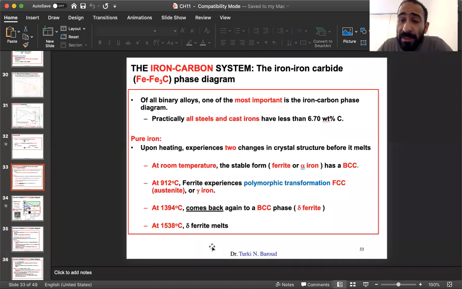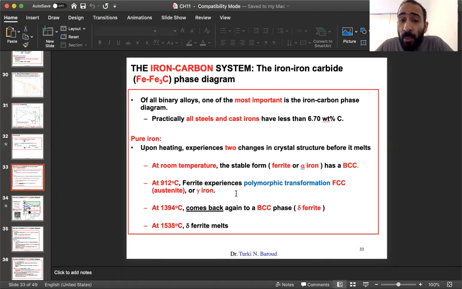That means every time you change the crystal structure, you're changing the properties of the iron. And also, every time you change the structure, each crystal structure might have different solubility limits. So BCC might allow an amount of carbon that is different from FCC. Maybe FCC can accommodate more carbon compared with BCC.